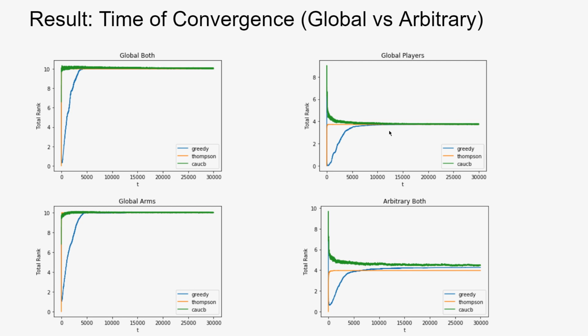Either global or arbitrary rank, Thompson converges to optimal matching really quick. CAUCB can generally find a solution close to the optimal matching fast, but takes a long time to settle down its noise. And lastly, Greedy converges around 5,000 steps for global on both sides, and converges slower as we introduce arbitrary ranks.